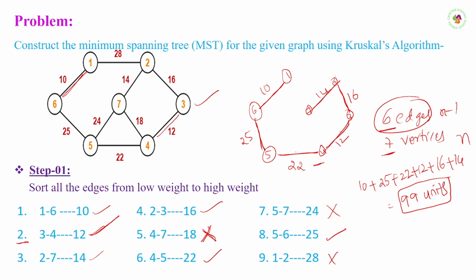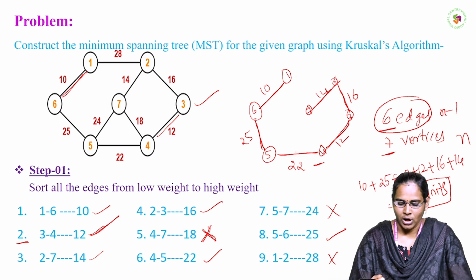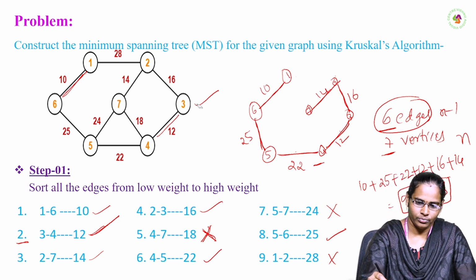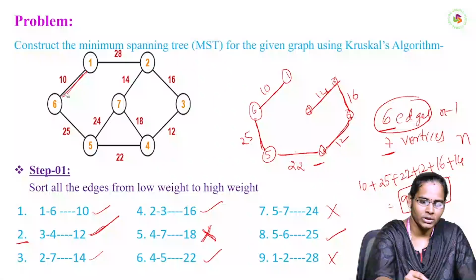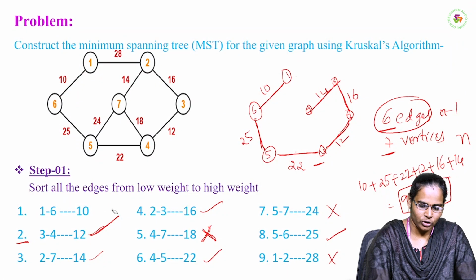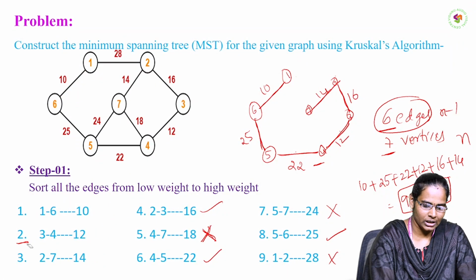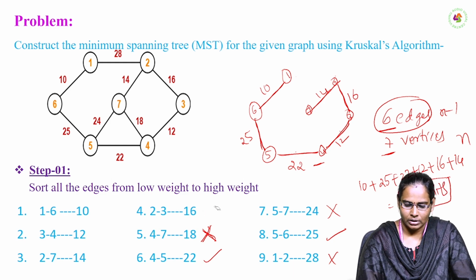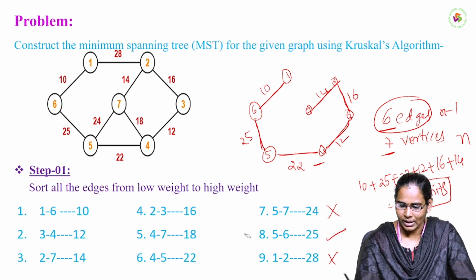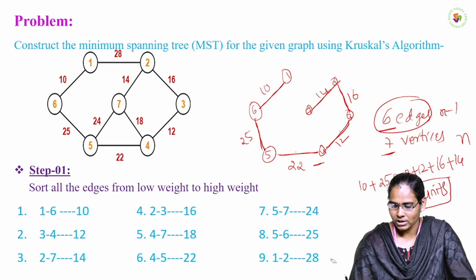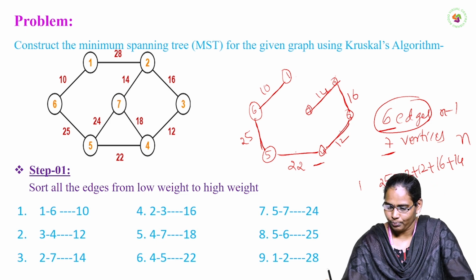So, this is the required spanning tree using Kruskal's algorithm. So, this is about Kruskal's algorithm. Now, we are moving to another algorithm, that is Prim's algorithm. What is the procedure we are following in Prim's algorithm, and what about the example, and what about the minimum cost, we have to discuss now.